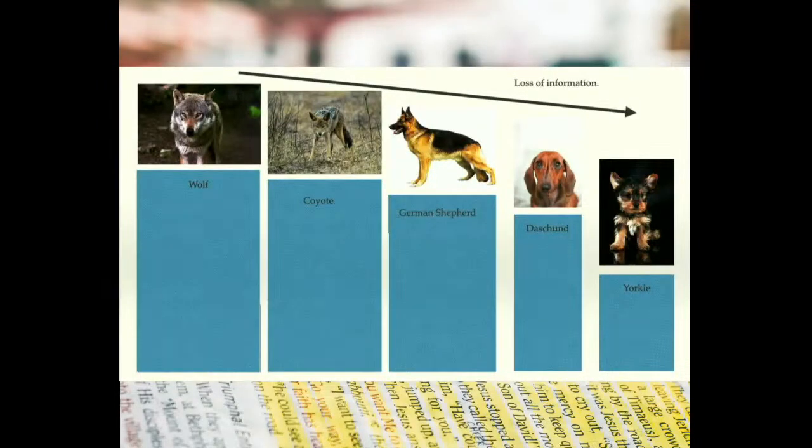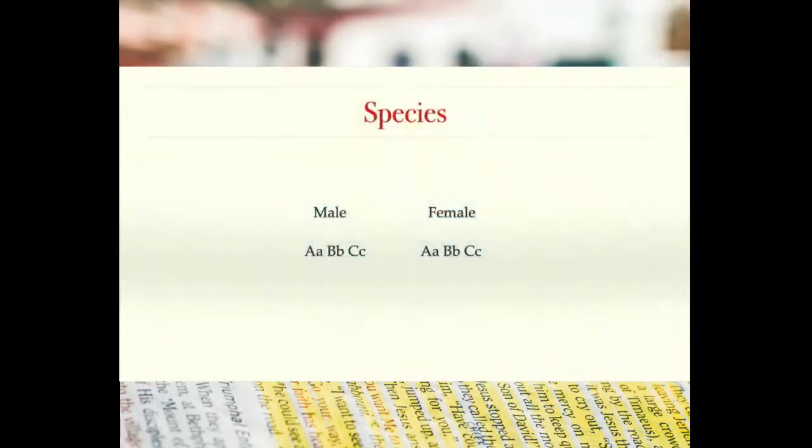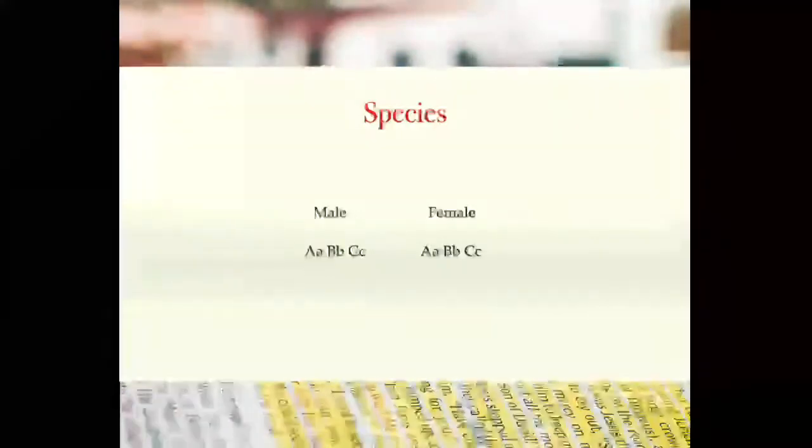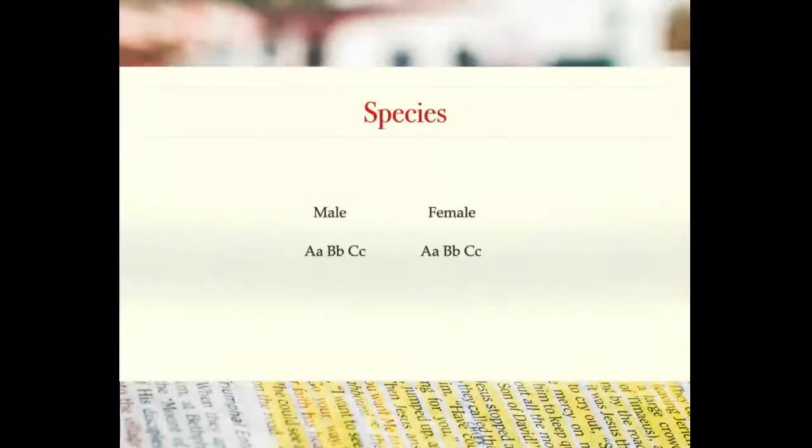And so what you actually see is that when you look at all these breeds, there's actually a loss of information. So how do you get these species? In genetics, there is a convention where we label genes with letters: big A, little A, big B, little B, big C, little C. These letters represent dominant genes and recessive genes. In the human, there's 20 to 30,000 of these.